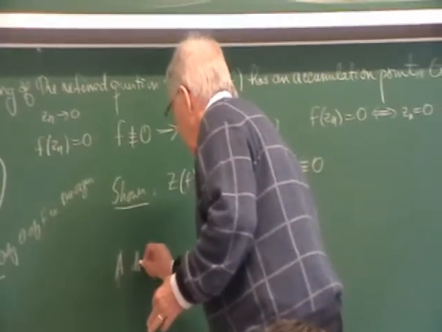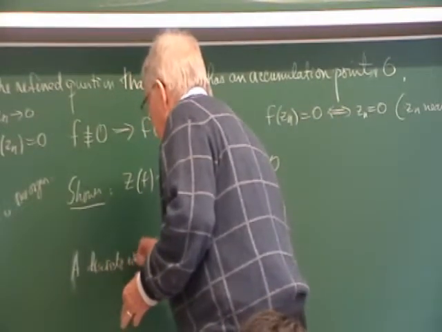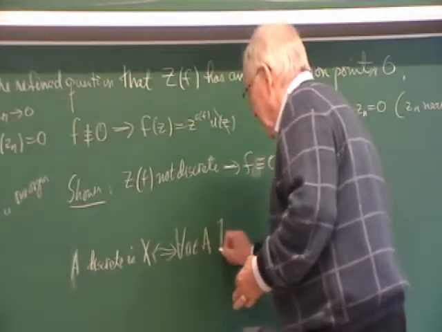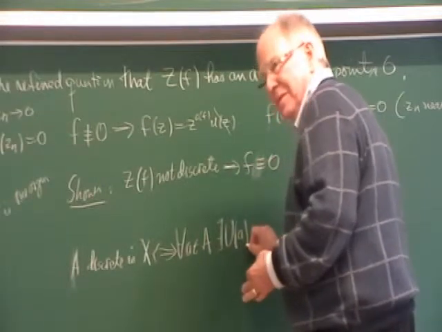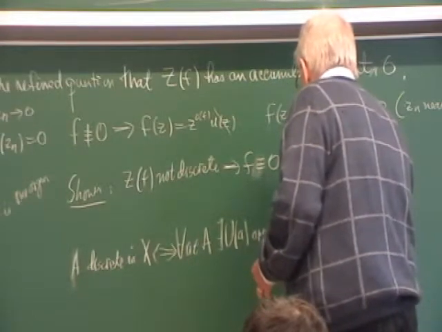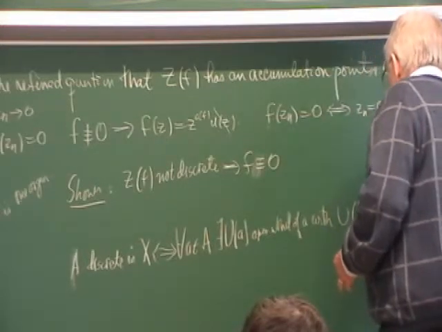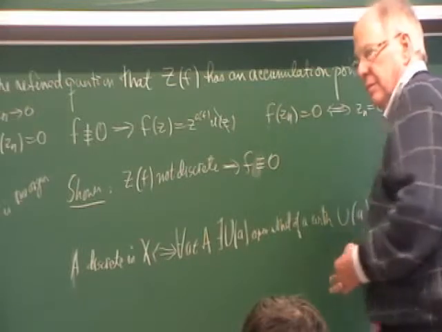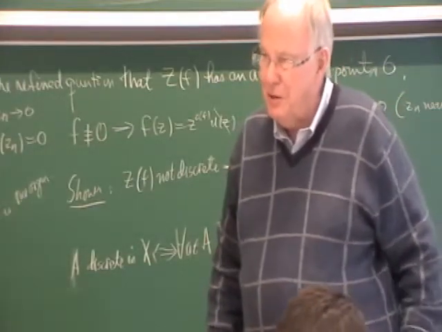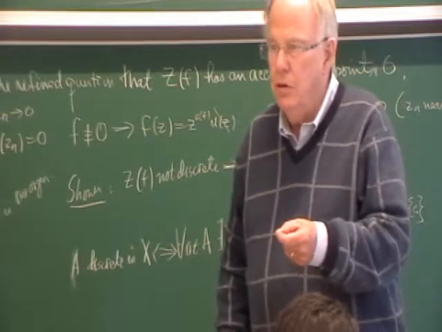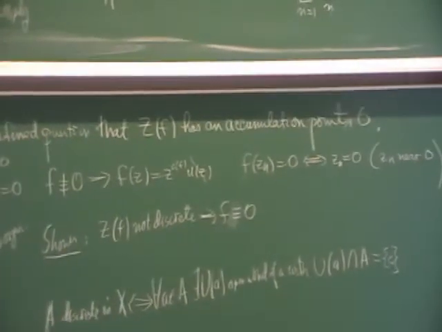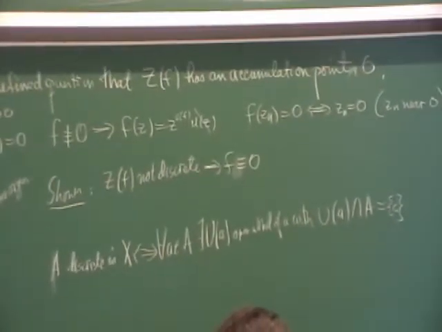So A is discrete in a topological space X if and only if for all a in A, there exists an open neighborhood U of a with U of a intersect A equal to {a}. Okay, so it says nothing about finite or countable. But it does say something about it implying countable, because if you have an uncountable set, then you have some danger of having accumulation points automatically.